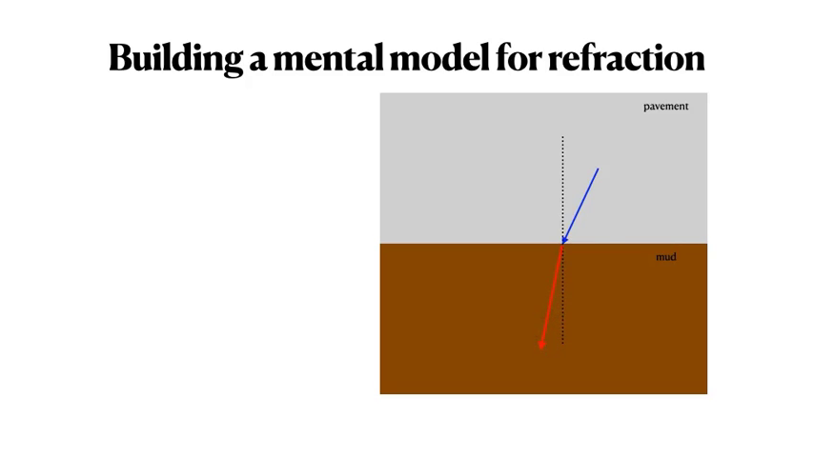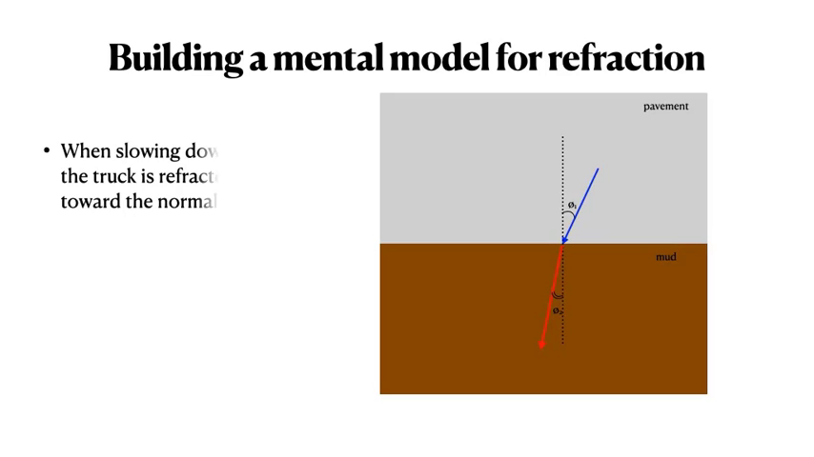The blue ray, or the incident ray, is the direction it was traveling before it hit the boundary. The red ray is the refracted ray, or the direction it was traveling after it passed through the boundary. This angle between the indigo ray and the normal is the angle of incidence. The angle between the red ray and the normal is the angle of refraction. And notice that angle 1 is bigger than angle 2. So anytime something is going from one medium into another and it slows down, it always bends toward the normal.